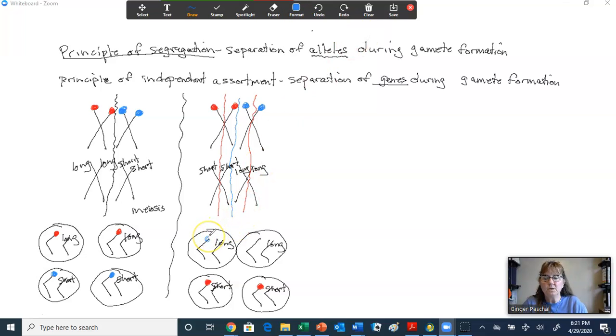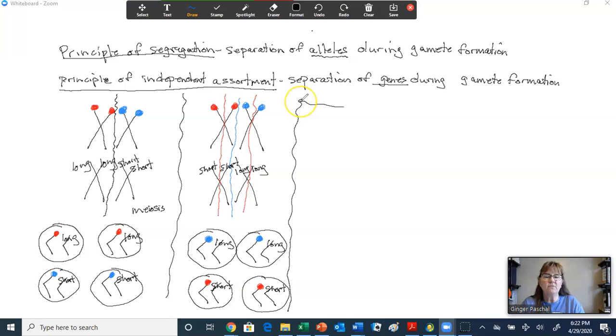And the blue is going to be with the chromosome that codes for long and the chromosome that codes for long. So as you can see, depending on how the homologous pairs line up, we can either get red with long or we can get red with short. And that all depends during meiosis on how those homologous pairs line up with each other. This is called the principle of independent assortment, because we have a separation of genes, and this separation of genes gives us these variations.